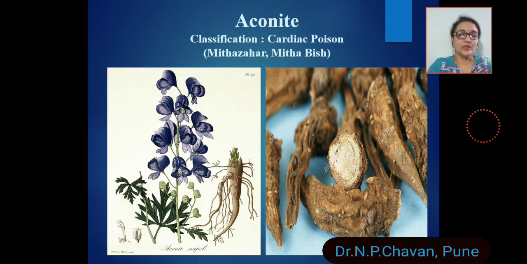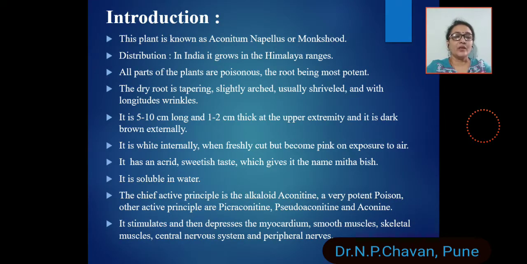Today we are going to see one poison, that is aconite. Aconite is a cardiac poison. By classification, it comes under the cardiac poisons. It is also known as meetha jahar or meetha bish. So you can see how it looks. This plant is known as Aconitum napellus, or also it is called monk's hood.